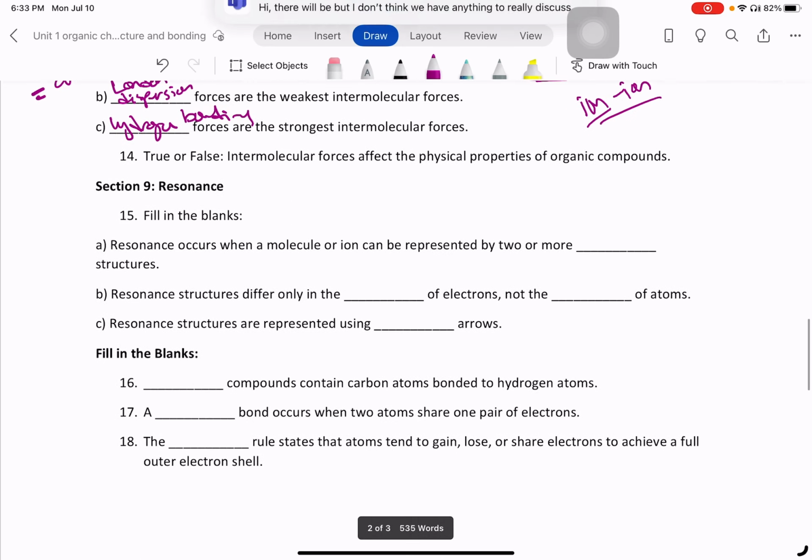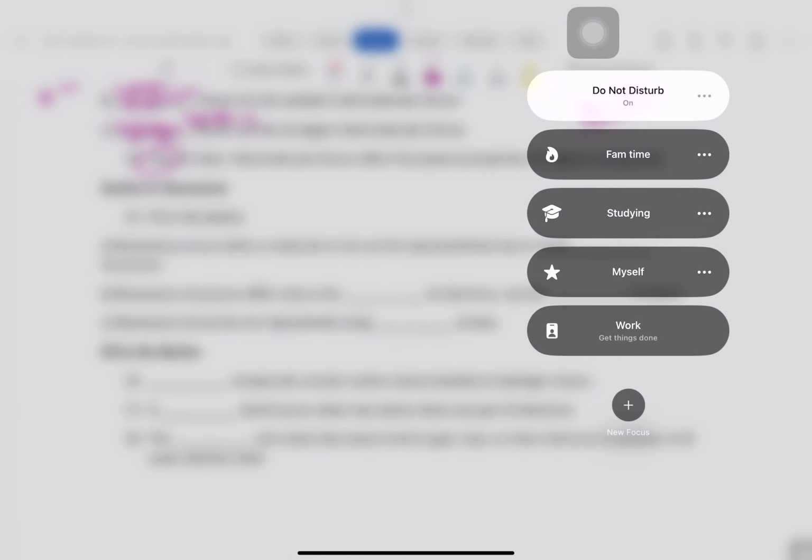Okay, true or false question. True or false, intermolecular forces affect the physical properties of organic compounds, right? Is that a true or false statement? Well, that's an absolutely true statement. Of course, if you have hydrogen bonding, it's going to increase the boiling point and melting point, all right? And that's what it is going to do.